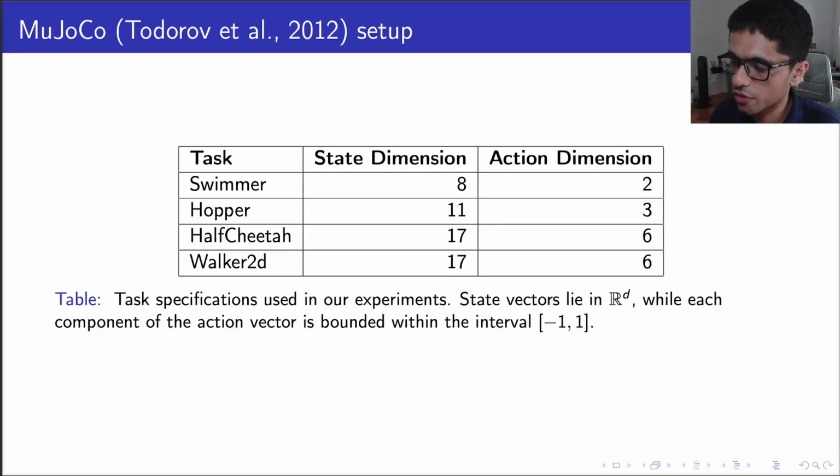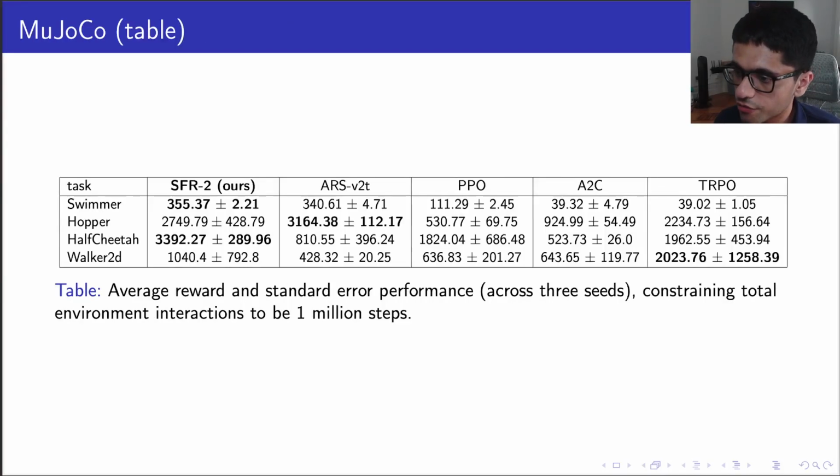Next, we evaluate on the MuJoCo benchmark tasks introduced by Todorov et al. in 2012. We test on 4 standard MuJoCo environments: Swimmer, Hopper, Half Cheetah, and Walker2D, covering a range of state and action dimensions from small to relatively high. Each action lies in -1 to 1. We test 5 algorithms on 4 tasks. Each experiment is run with 3 random seeds, and we also sweep over different hyperparameters. To keep things fair, we limit all algorithms to make at most 1 million interactions.